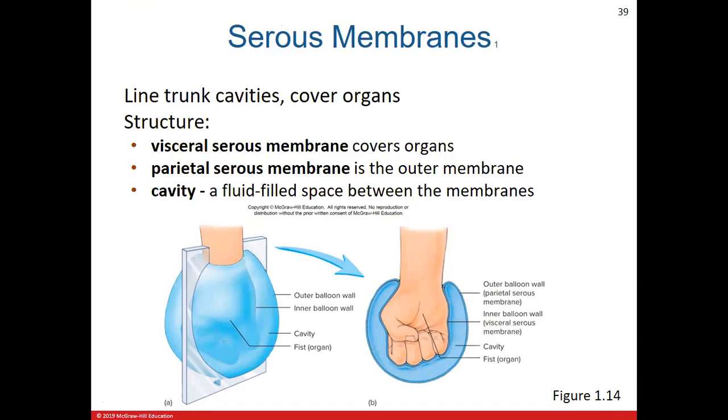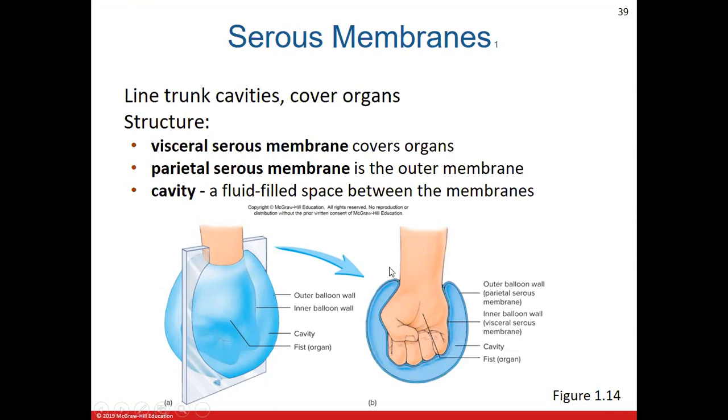The way the terminology works is that these serous membranes have 2 layers. You have a visceral layer and you have a parietal layer. The visceral layer comes in contact with the organ. It actually touches the organ. So what the book does is give you a little diagram.